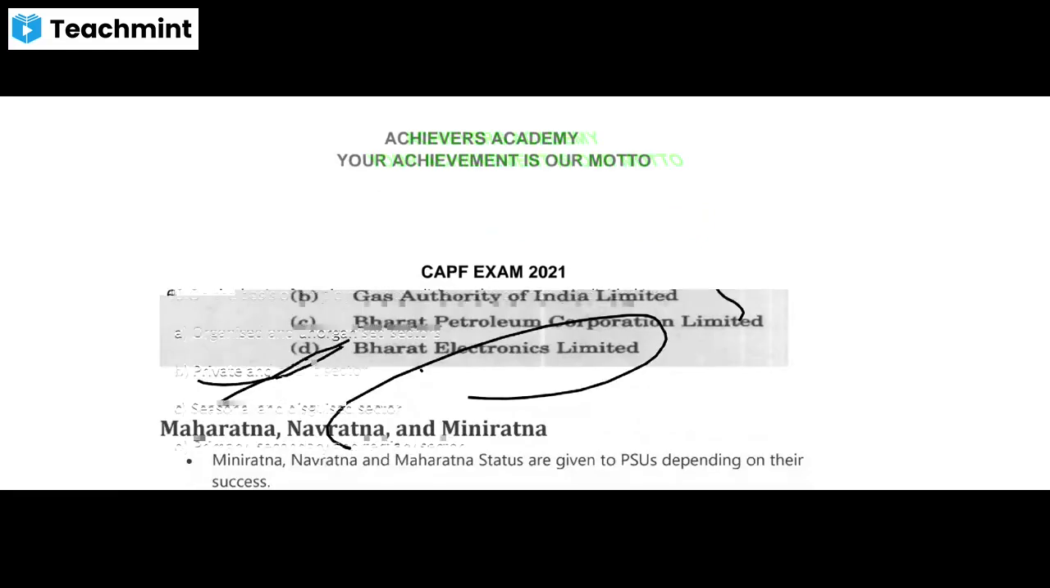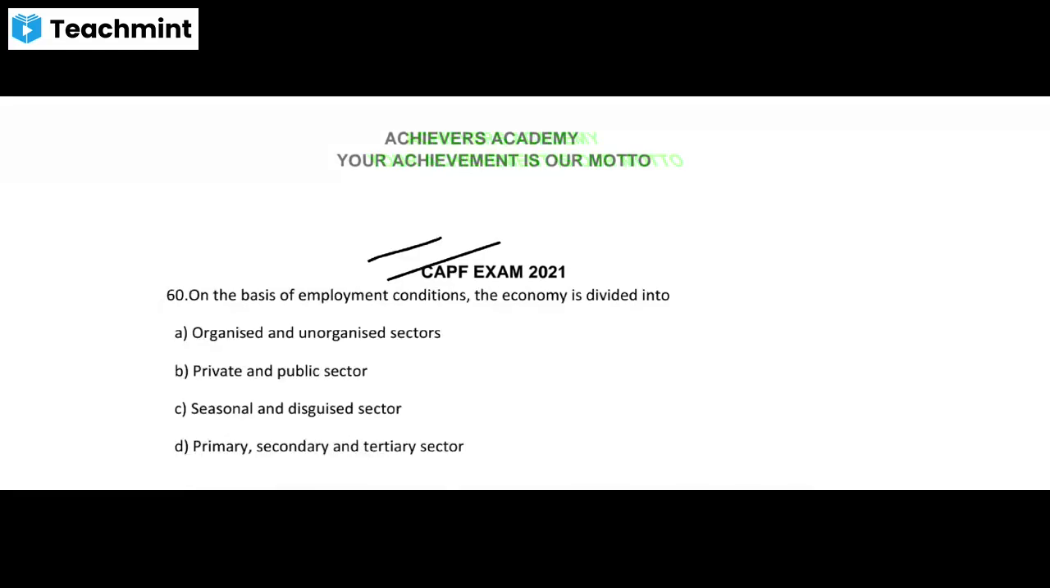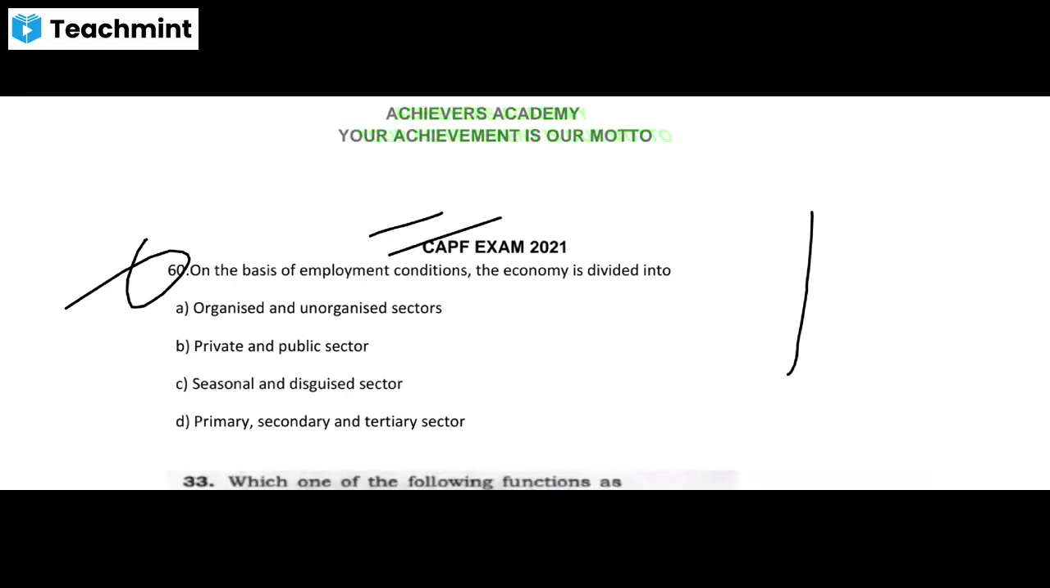Next, we'll solve the question from CAPF exam 2021. In this question number 60, they are asking, on the basis of employment conditions, the economy is divided into A, organized and unorganized sector, B, private and public sector, C, seasonal and disguised sector, D, primary, secondary and tertiary sector. So the correct answer is organized and unorganized sector.